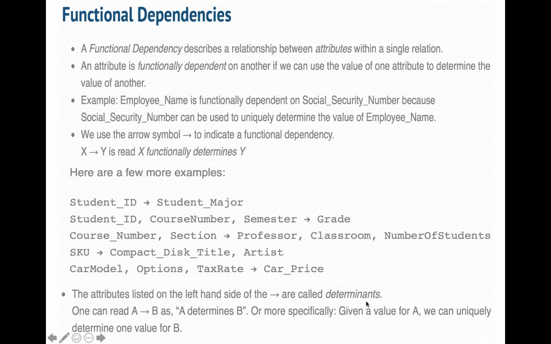When we say determinants, this means, for example, A arrow B, and we read it as A determines B. So given a value of A, we can uniquely determine one value for B. If I'm given student ID, I can definitely get his major. If I'm given student ID, course number, and semester, I can definitely get his grade.